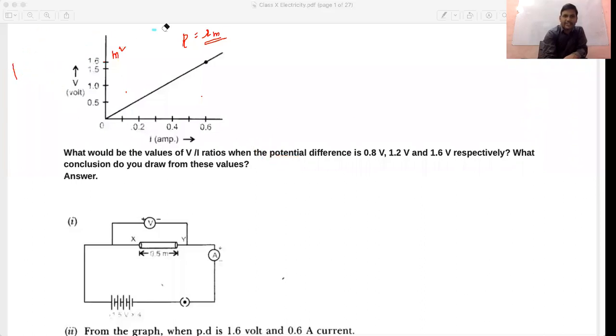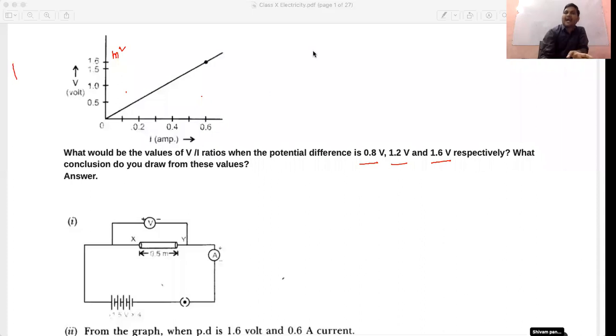Now the question is, look here: what would be the value of the V by I ratio when the potential difference is 0.8, 1.2, and 1.6 respectively? What conclusion do you draw from these values? You see, these are the values of the resistance.